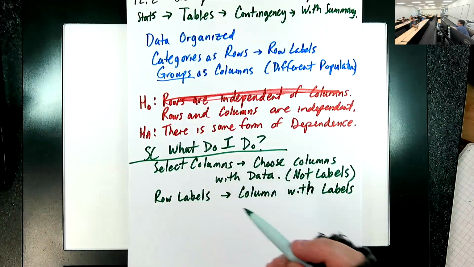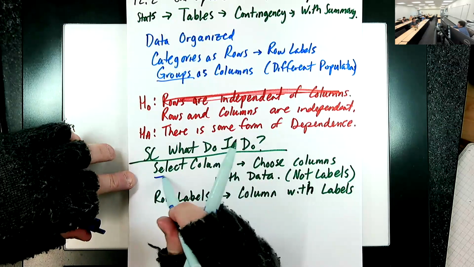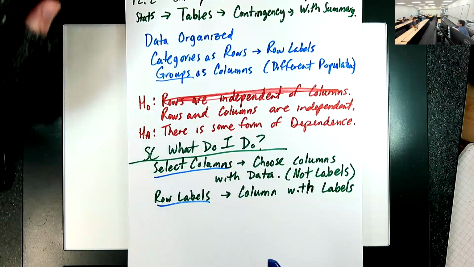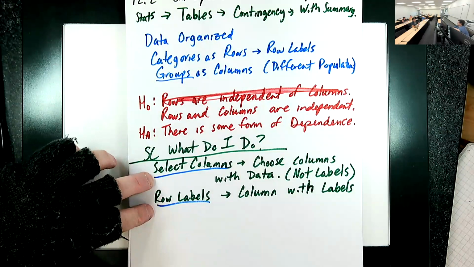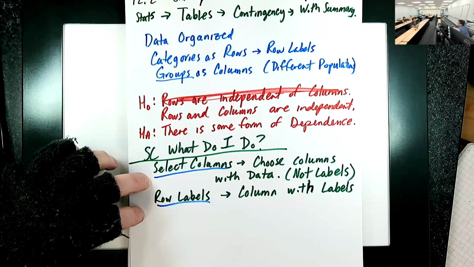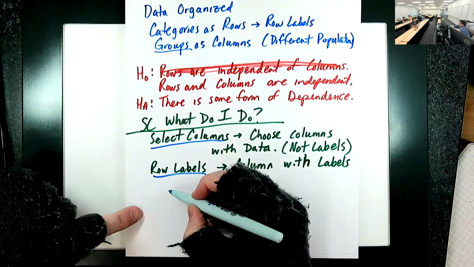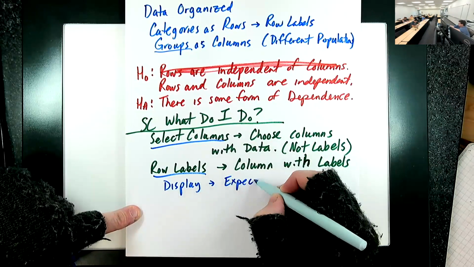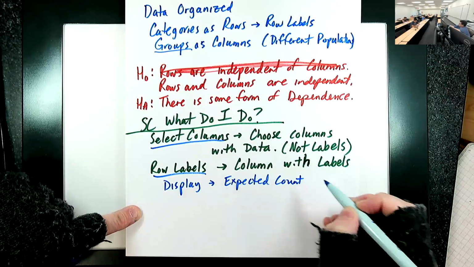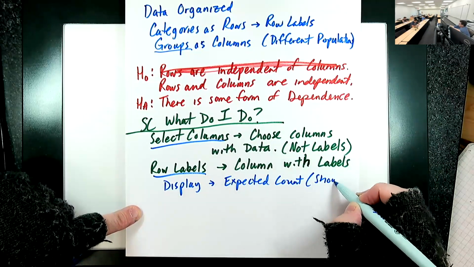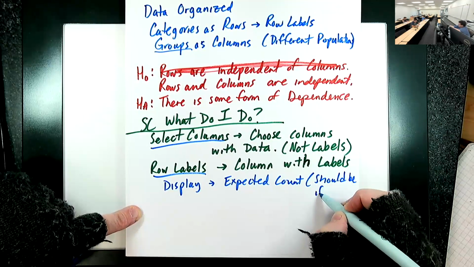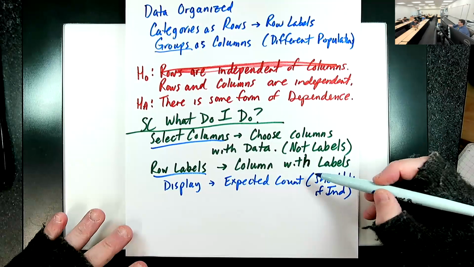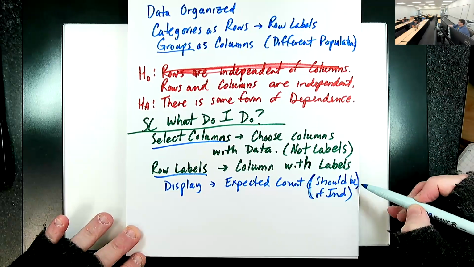You're also given the option to do a display. The display is less necessary. As long as you get these, you can get the p-value and the test statistic. But the display has some cool options. One of them is expected count. Expected count would show you what it should be if independent. In fact, all of the display things show up in parentheses. You'll see it on the table when we do it.